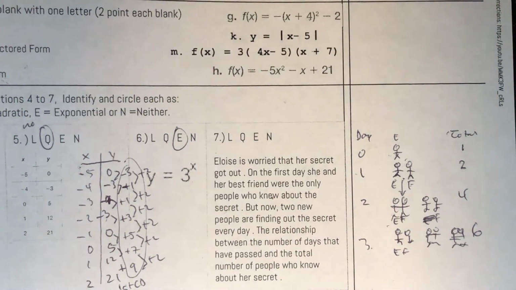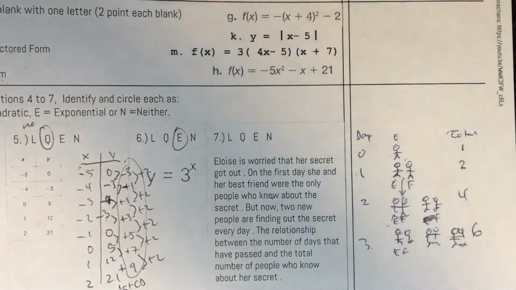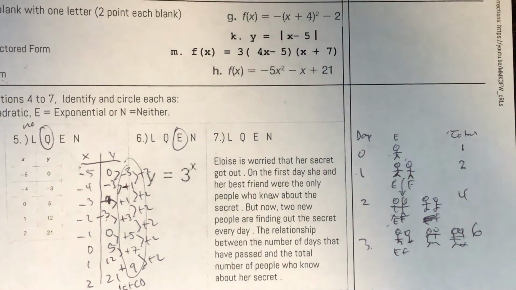So there's my chart. The relationship between the number of days that have passed and the total number of people who knew about her secret.